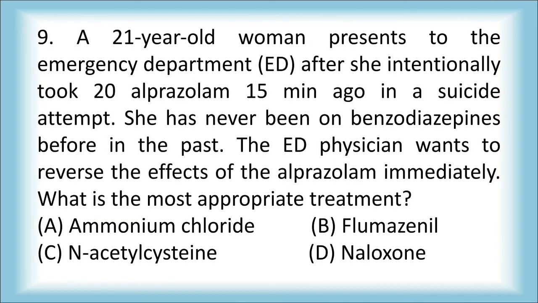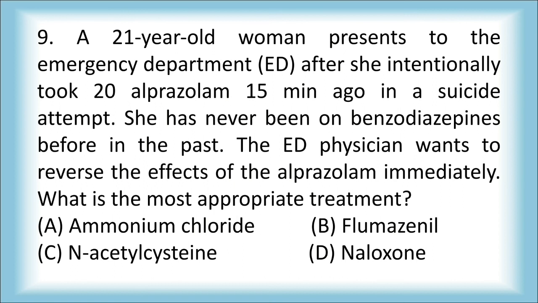Ninth question. A 21-year-old woman presents to the emergency department after she intentionally took 20 alprazolam 15 minutes ago in a suicide attempt. She has never been on benzodiazepines before in the past. The emergency department physician wants to reverse the effects of the alprazolam immediately. What is the most appropriate treatment? Option A, ammonium chloride. Option B, flumazenil. Option C, N-acetylcysteine. And option D, naloxone.